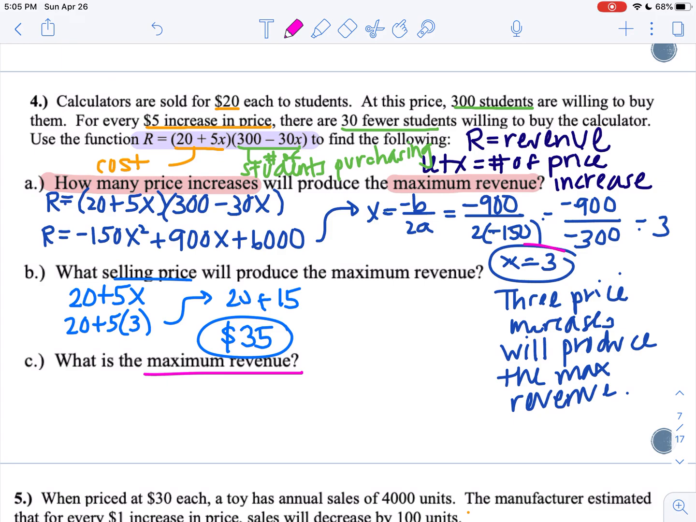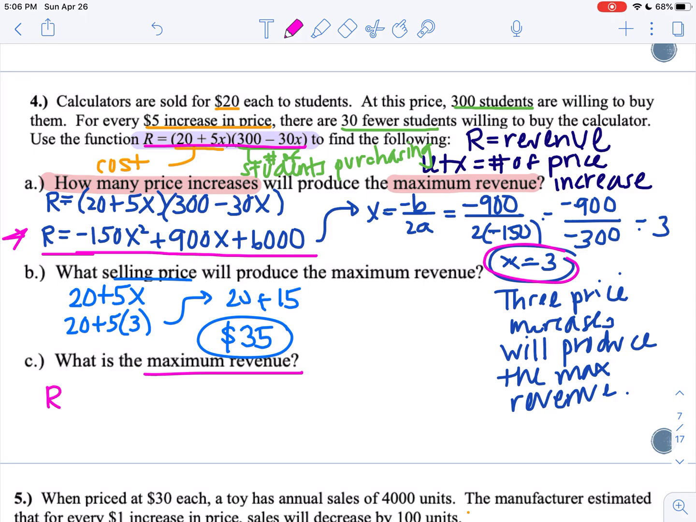Since x equals 3, I have 2 places I can plug it in. I can plug it into my original function, which is in factored form, or I can plug it in here where we put it in standard form. Either way, it should work. I usually like to plug it into my original function that's given in the problem, just in case I made any errors when writing in standard form. But it really doesn't matter.